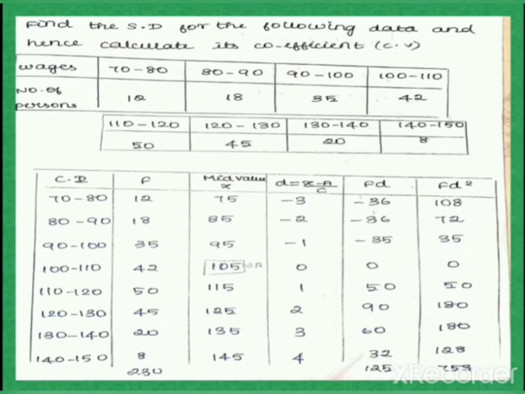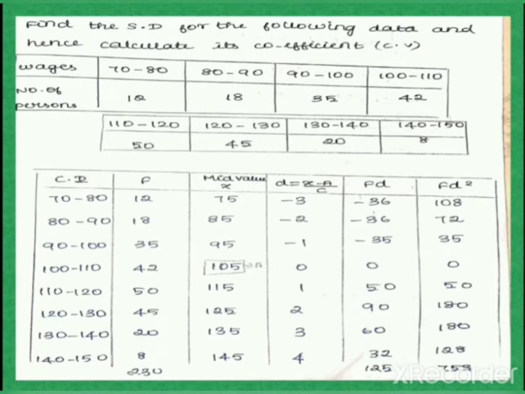First x value is 75, minus the assumed mean 105, divided by c. C is the class width, which is 10. So 75 minus 105 is minus 30, divided by 10, is equal to minus 3. Similarly, 85 minus 105 is minus 20, divided by 10, so minus 20 by 10 is equal to minus 2. 95 minus 105 is minus 10, divided by 10, is equal to minus 1.